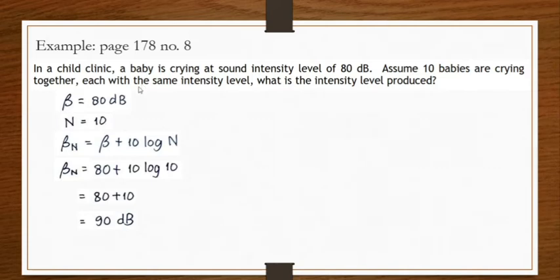So you can see when a baby is crying at 80 decibels, 10 babies crying together have an intensity level of 90 decibels, not 800 decibels. You have to pay attention to that.